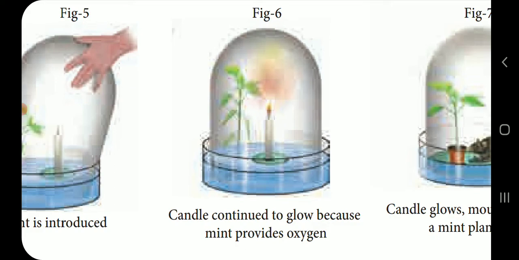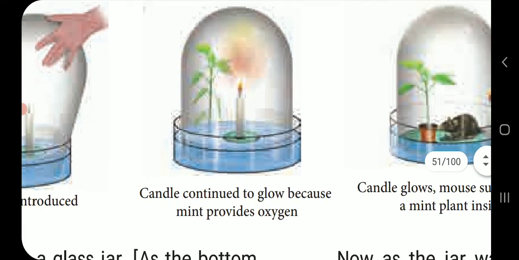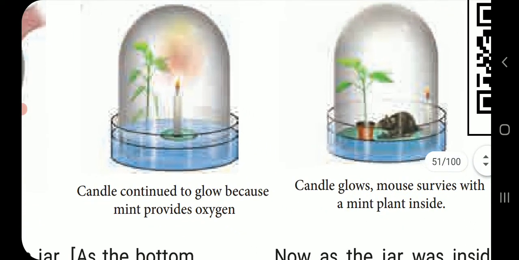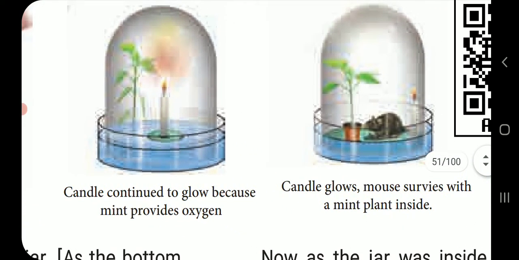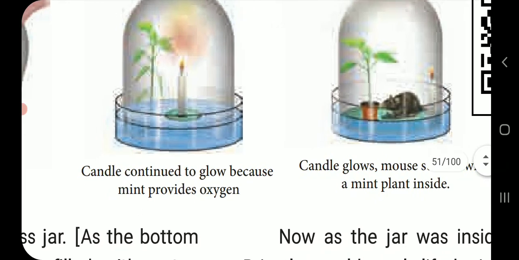The candle was lit with the help of a magnifying glass, using the reflection of sunlight from outside. Now the candle got lit automatically, with the help of the oxygen supplied by the mint leaf. Finally, he made the mouse as well as the mint plant stay inside. The candle glows, the mouse survives with the mint plant inside. All three happened.